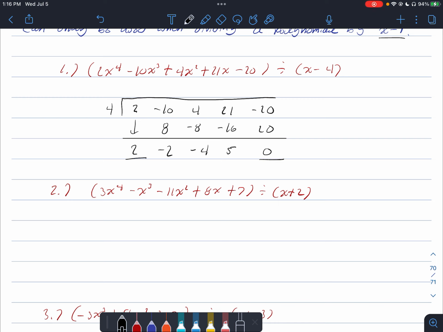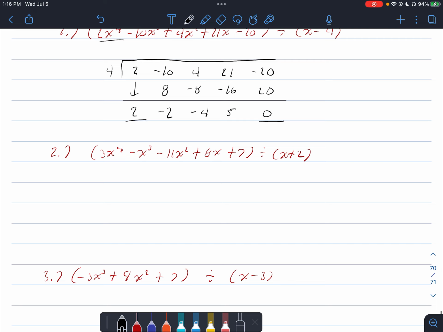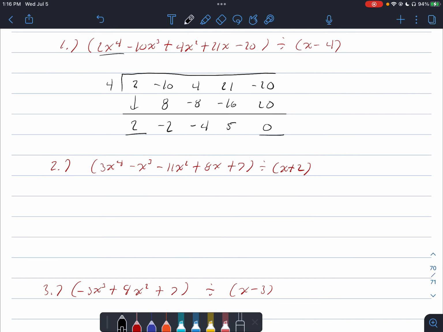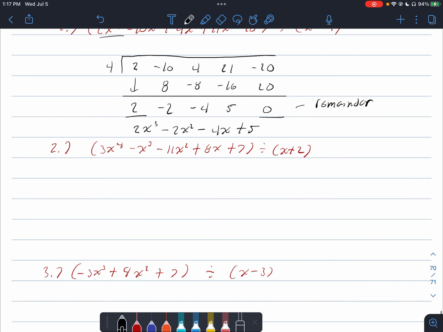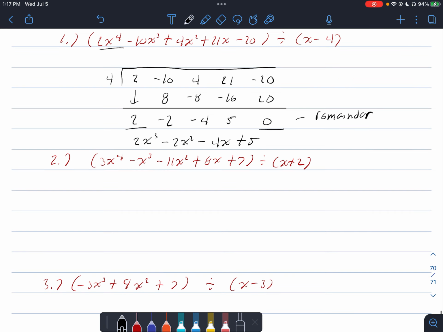And this first one here is the coefficient of our polynomial of degree 1 lower than our initial polynomial. The initial one was a polynomial of degree 4, so this will be a polynomial of degree 3. These are all of our coefficients for our polynomial. So we'll have 2x to the third minus 2x squared minus 4x plus 5, and we have a remainder of 0. Again, these are your coefficients for your polynomial in descending order, which is 1 degree lower than your initial polynomial. Let's take a look at another one here.